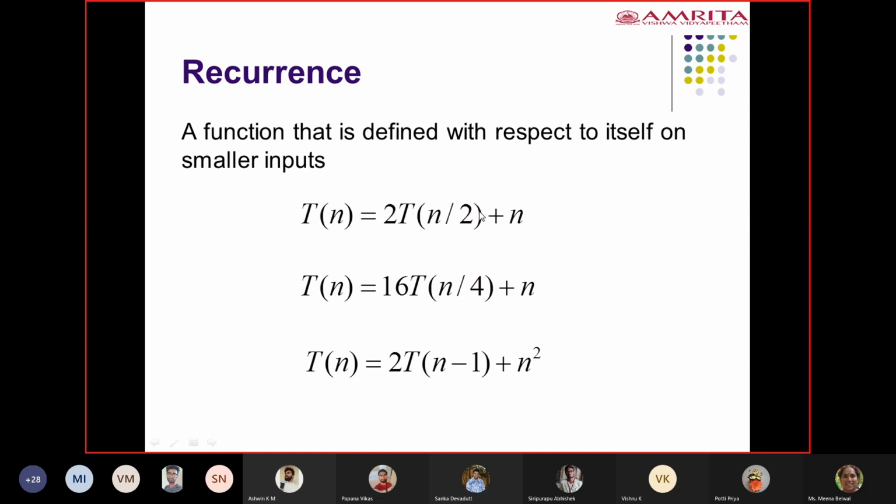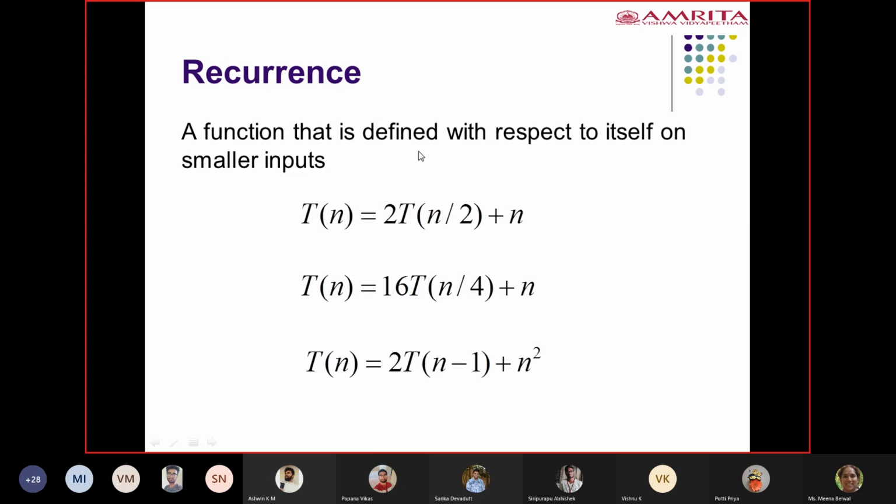All these are examples of recurrence. For example, T(n) is equal to 2T(n/2) plus n. T(n) is equal to, it is also possible, we are not saying 4T(n/4), we are saying 16T(n/4) plus n. T(n) is equal to 2T(n minus 1) plus n square. Right? All these are recurrences.